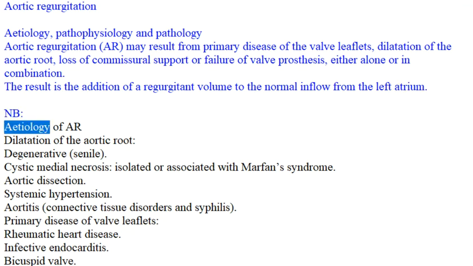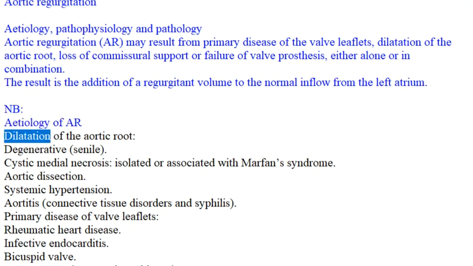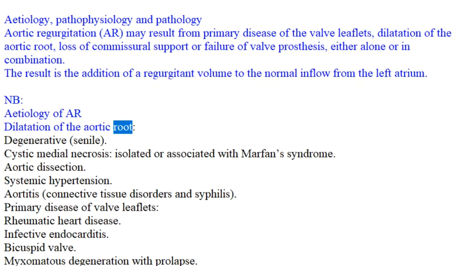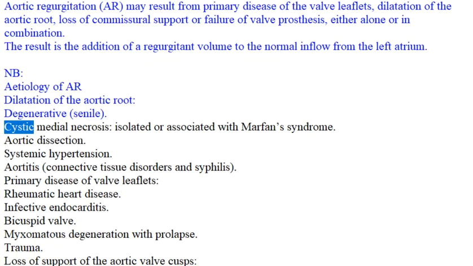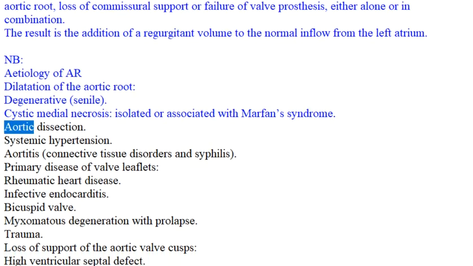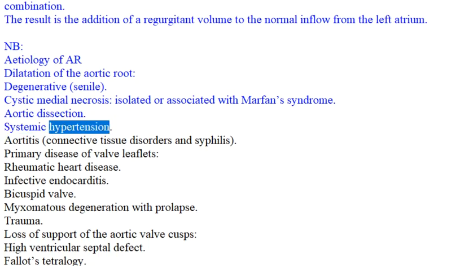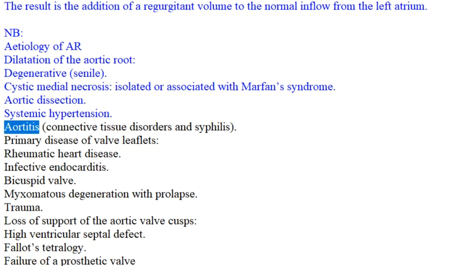NB. Etiology of AR. Dilatation of the aortic root. Degenerative, senile. Cystic medial necrosis, isolated or associated with Marfan's syndrome. Aortic dissection. Systemic hypertension. Aortitis, connective tissue disorders and syphilis.